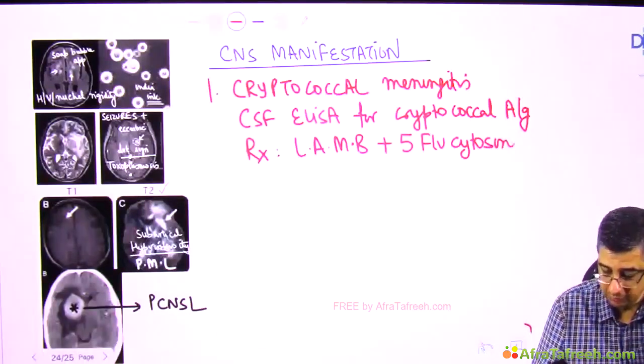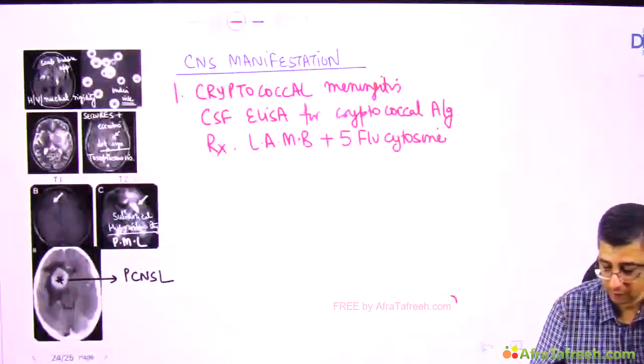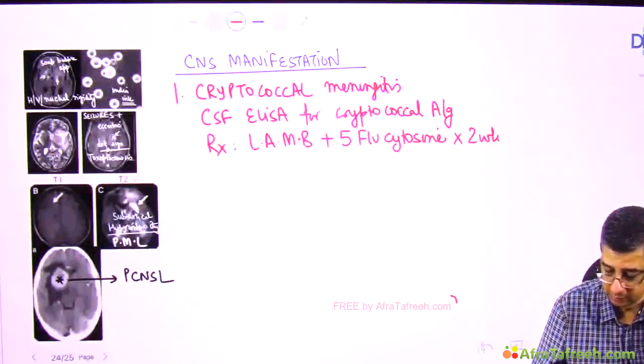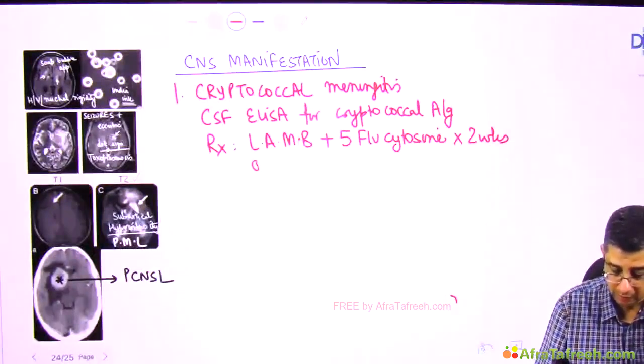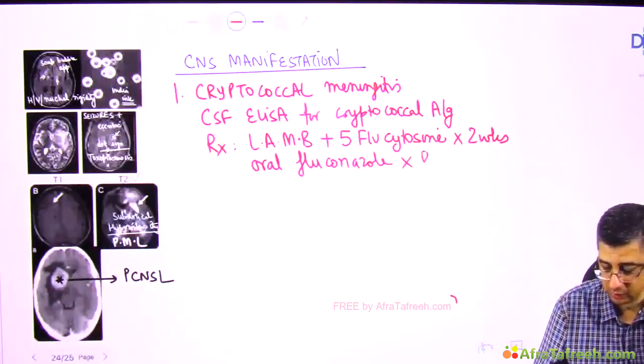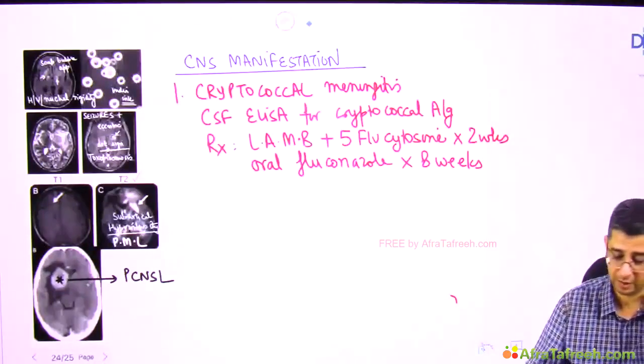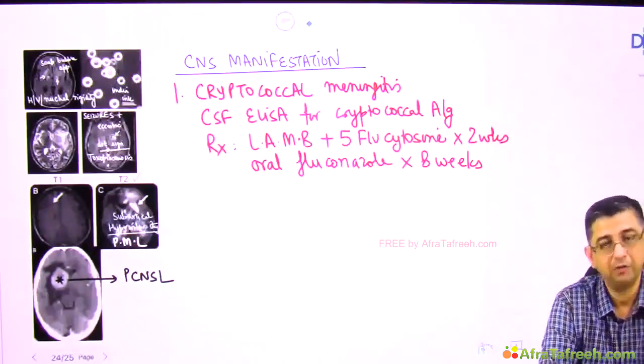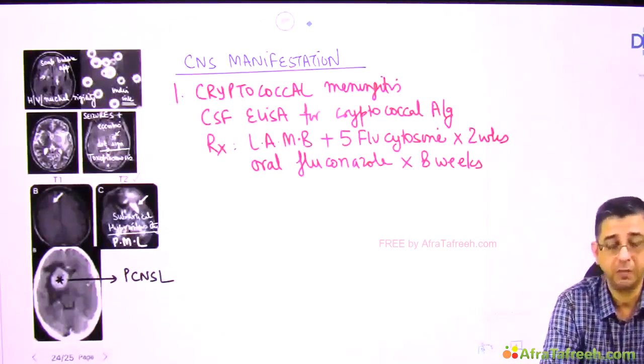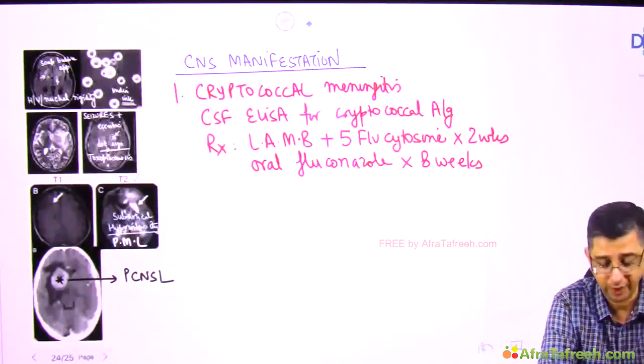This treatment would be given for a duration of 2 weeks, and once the patient is relatively better, the person will be discharged and will then be given oral fluconazole for 8 weeks. So total treatment of cryptococcal meningitis will go up to a duration of 10 weeks, which is fairly long considering it is meningitis. Even in tubercular meningitis, we give treatment for obviously 6 months, but for any other meningitis, usually treatment is given for 14 days only.